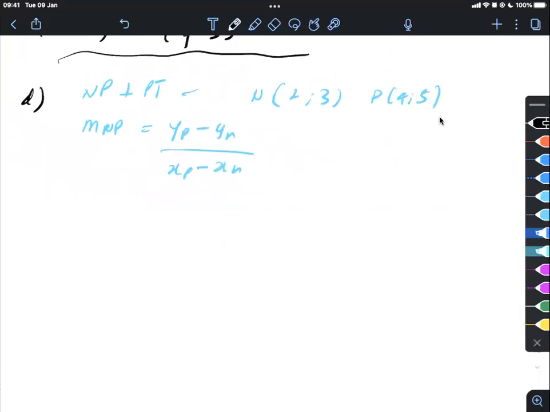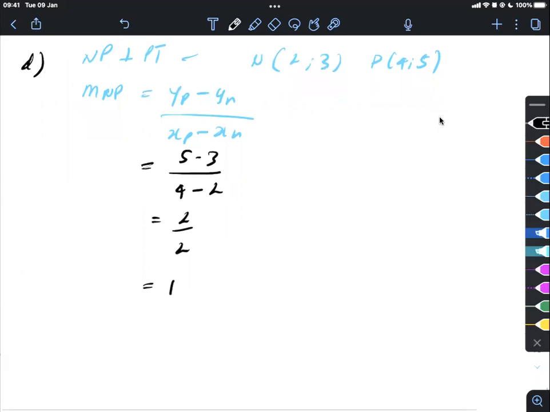So the next thing that we're going to do is put those points in their respective places. The y-coordinate of P is a 5. However, of N is a 3. I'm going to subtract that. The x-coordinate of P is a 4. However, the x-coordinate of N is a 2. So there's going to be 5 minus 3, which is basically 2, and also a 2. So the gradient of NP is a 1.